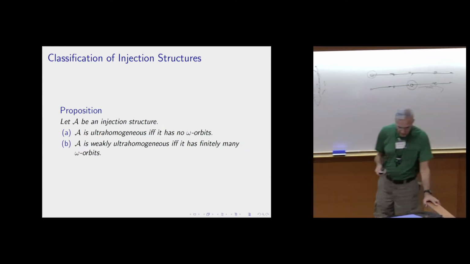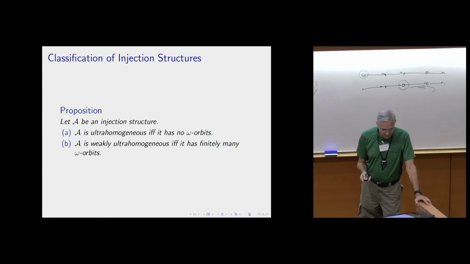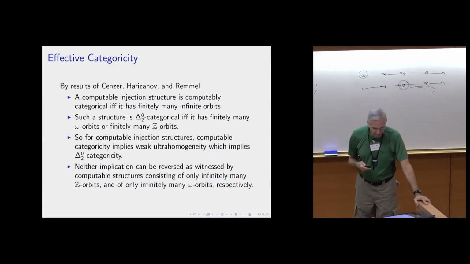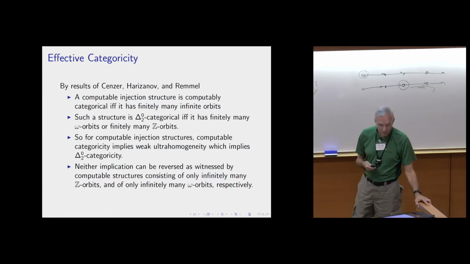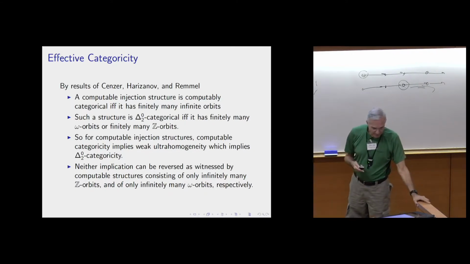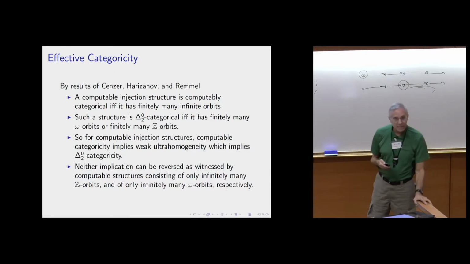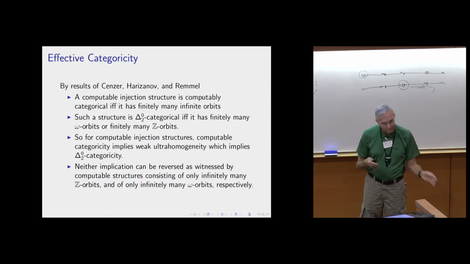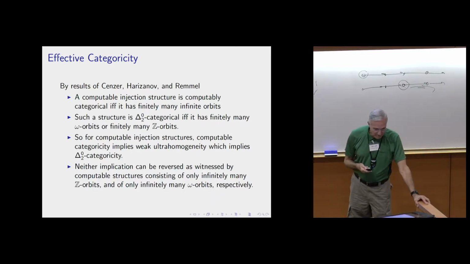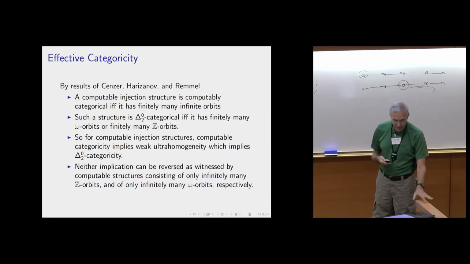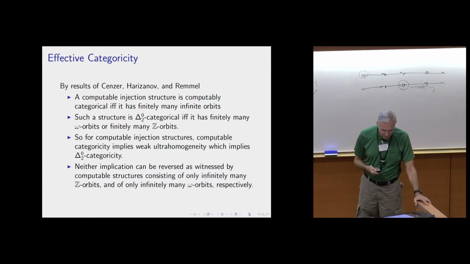So how does this compare with categoricity? In some earlier work, we showed that an injection structure will be computably categorical if it has only finitely many infinite orbits, of either kind. It's Delta^0_2 categorical if it has either finitely many omega orbits or finitely many Z orbits, but can have infinitely many of one, but not infinitely many of the other. So in this case, computable categoricity implies weak ultrahomogeneity, which implies Delta_2 categoricity, but none of those can be reversed. Okay, so this is properly in between.